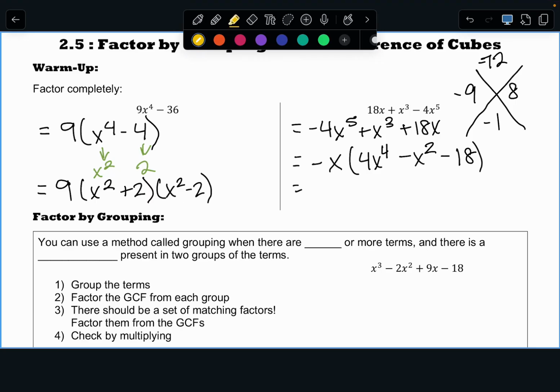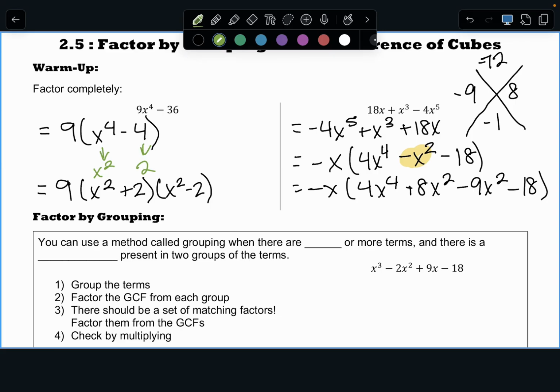Now, technically what I'm about to do is stuff that we're learning today. But what I'm going to do is rewrite this middle term, as we've been doing, as 8x squared minus 9x squared minus 18. You can put those in any order. I chose this order because I automatically see I can pull a 4 out of these first two. But any order will work. You'll get the same thing. So just replacing that middle term.